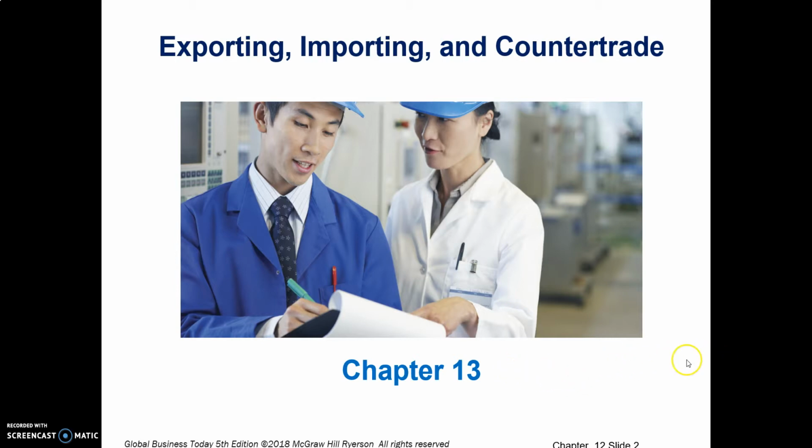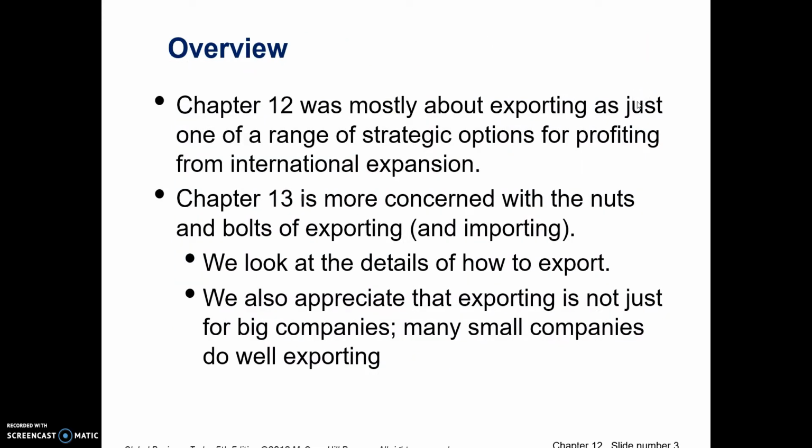So we're going to look at some of the reasons why firms decide to export instead of doing the other things we discussed in Chapter 12. Chapter 12 was mostly about exporting as just one of the range of strategic options for profiting from international expansion. Chapter 13 is more concerned with the whole mechanics of exporting and importing. So we look at some of the details of how to export, understanding that it's for large companies as well as small companies, and then some of the ways that are available to protect your transaction.